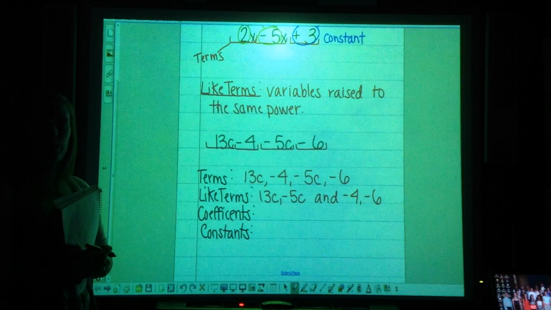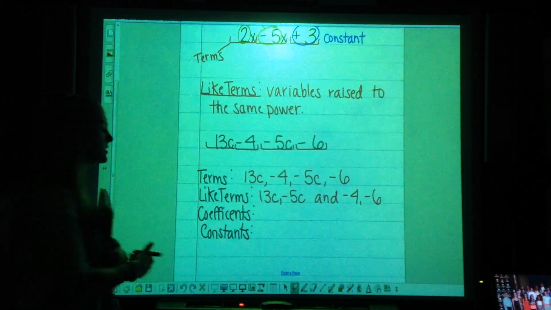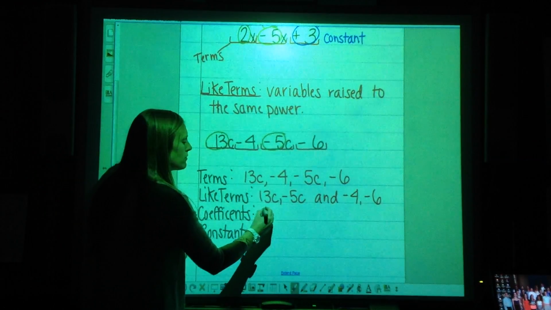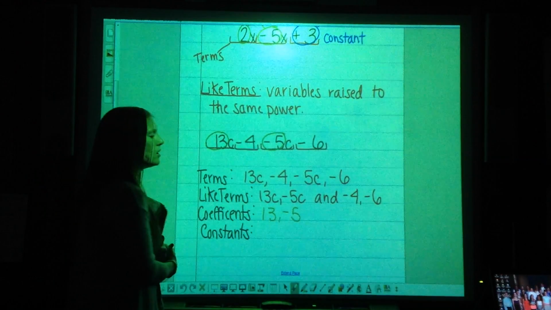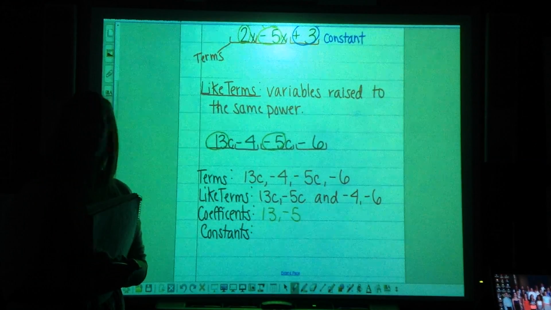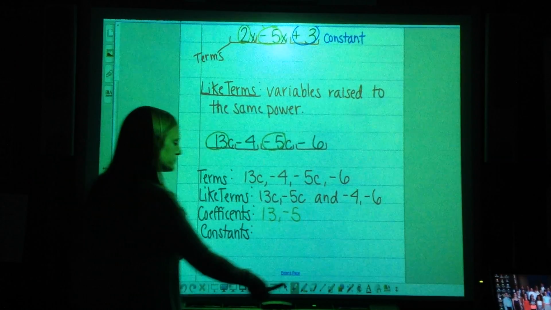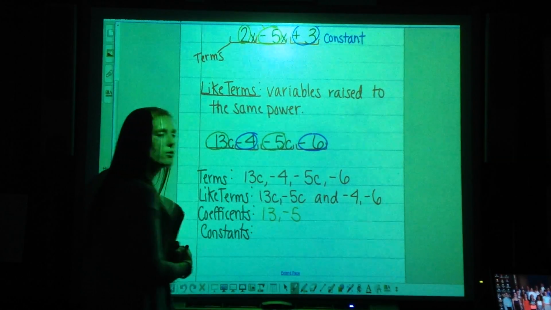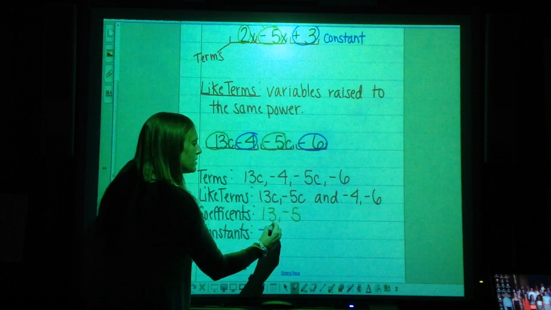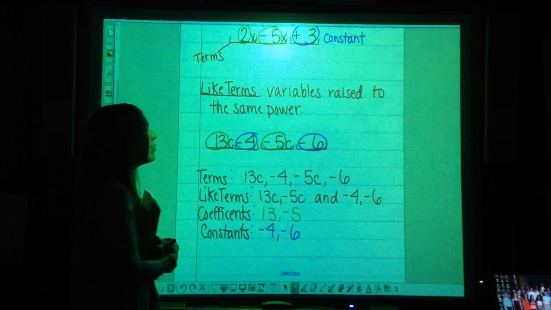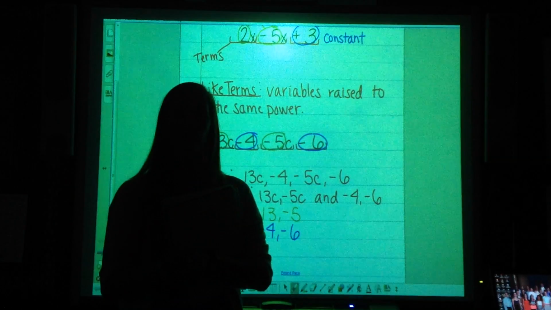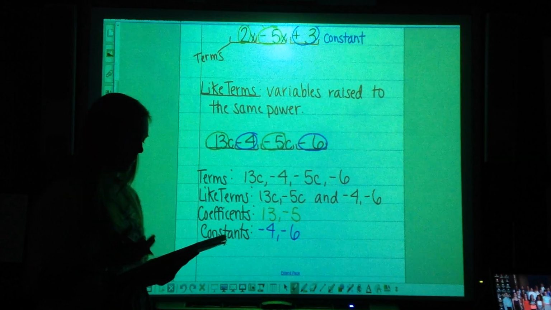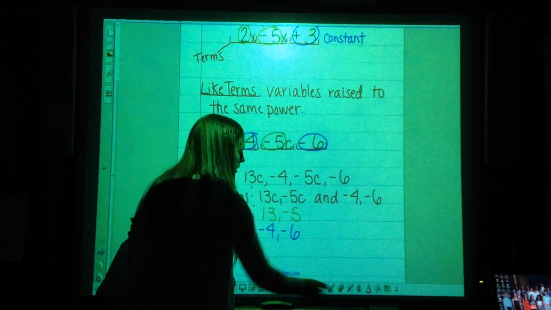Now I need to identify the coefficients. Coefficients are the numbers in front of any variable. So positive 13 and negative 5 are my coefficients. You do not need to list the variable after them. The variable is not a coefficient. The constants are any numbers that are by themselves or without a variable. So I have two constants this time, negative 4 and negative 6. Once you're able to identify all those four things, we're finally going to be able to simplify the variable expression to achieve our goal. So let's try that.